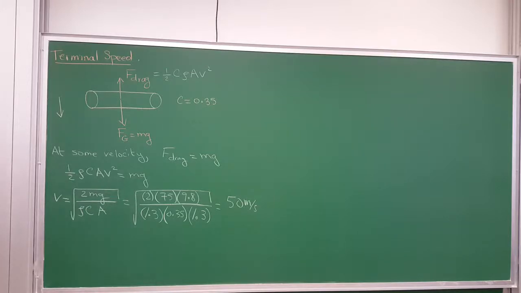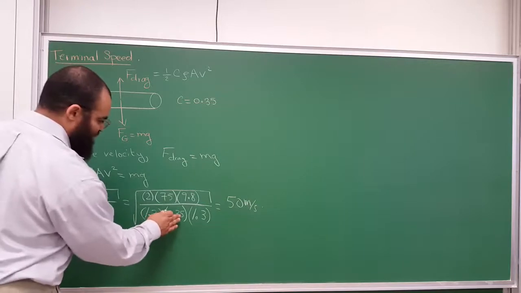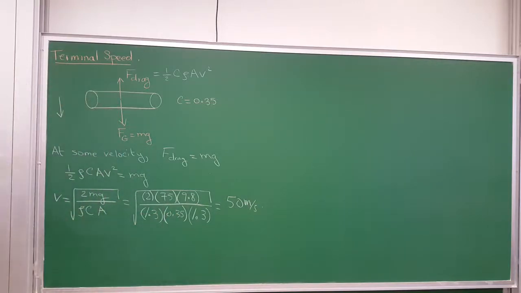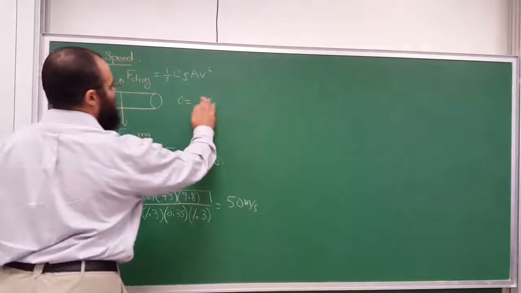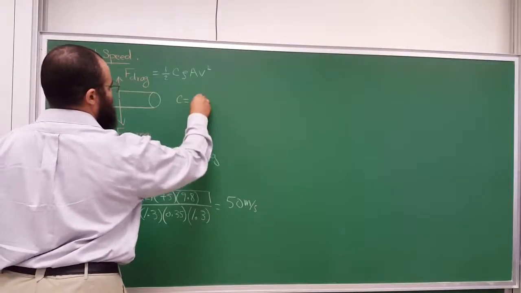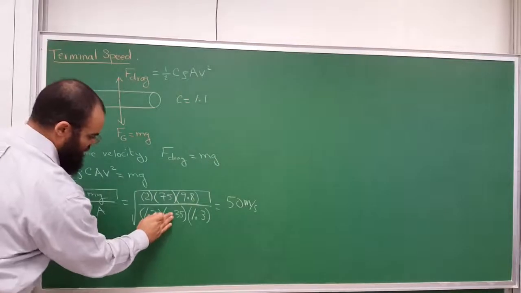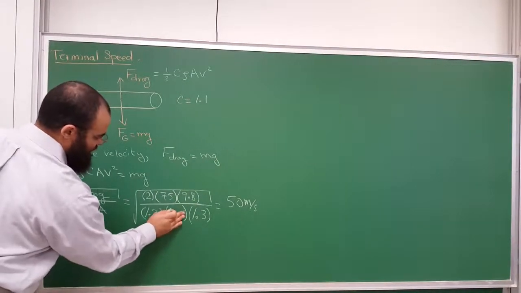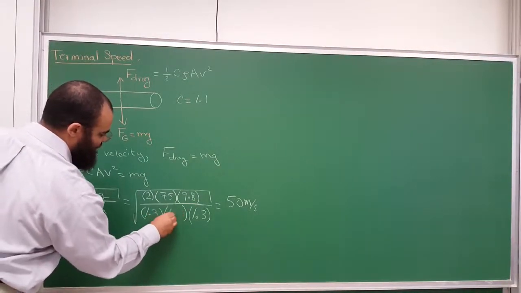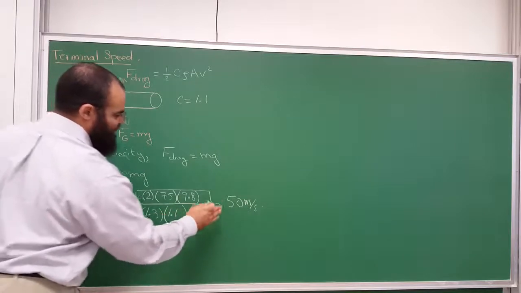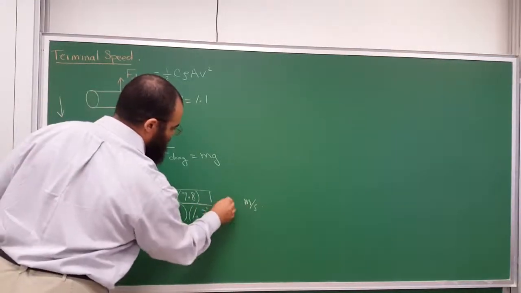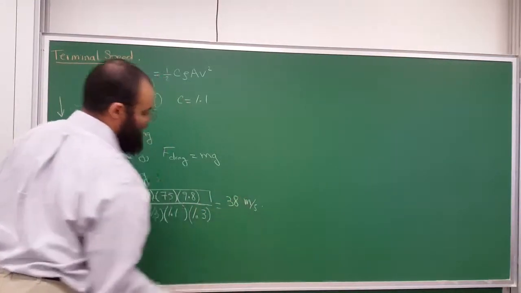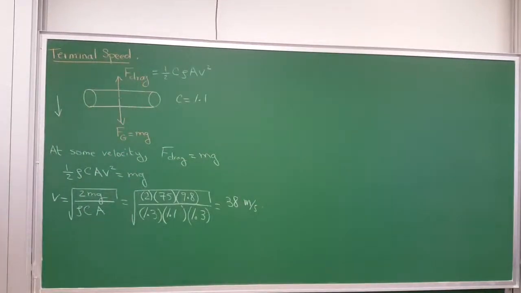Yeah, I actually got a much larger number than they did, because as it falls as a cylinder like that, the coefficient here is 1.1. So 1.1. We would like the terminal speed to be smaller, because it's less deadly. So 38 meters per second, or, I mean, that's still high.